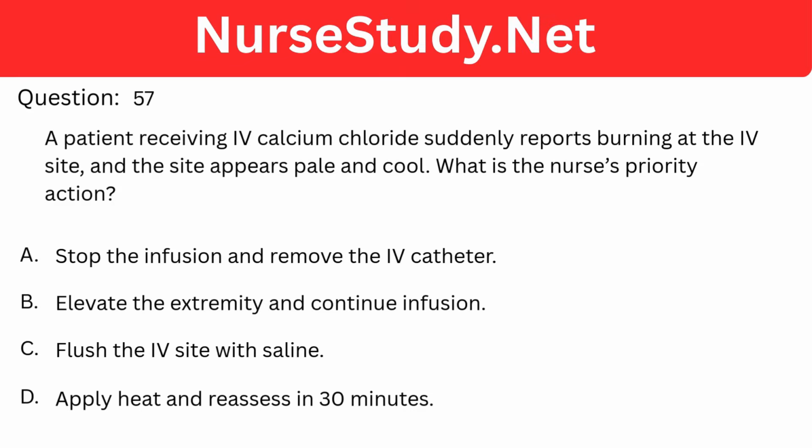Question 57. A patient receiving IV calcium chloride suddenly reports burning at the IV site, and the site appears pale and cool. What is the nurse's priority action? A. Stop the infusion and remove the IV catheter. B. Elevate the extremity and continue infusion. C. Flush the IV site with saline. D. Apply heat and reassess in 30 minutes.